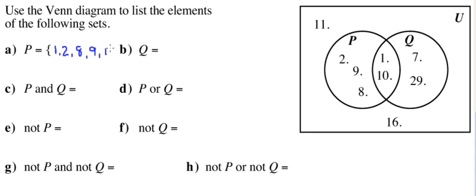Every number that's in circle P. If it happens to be in another circle, doesn't matter. That doesn't change the fact that it's inside P. Inside Q, we have 1, 7, 10, 29. I'm not sure how those numbers are related.